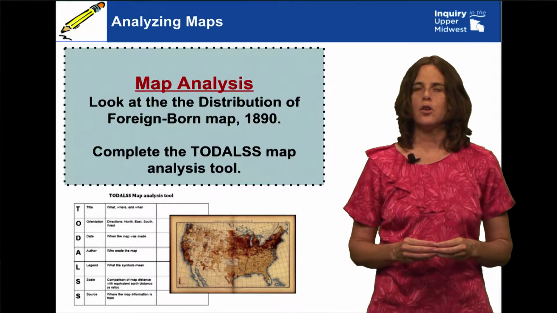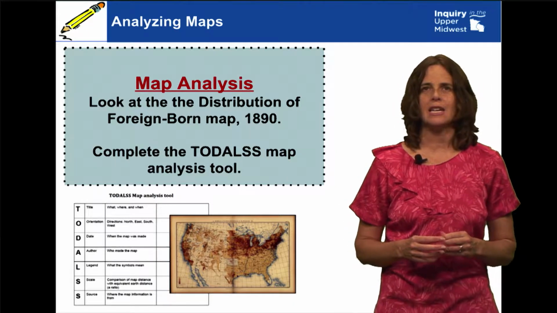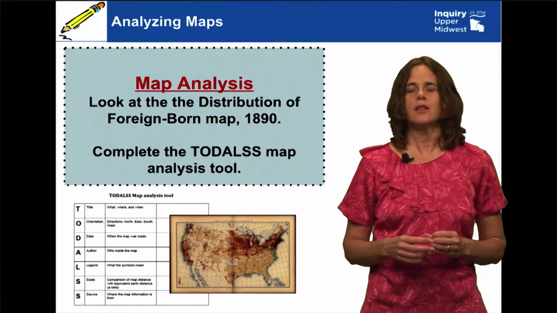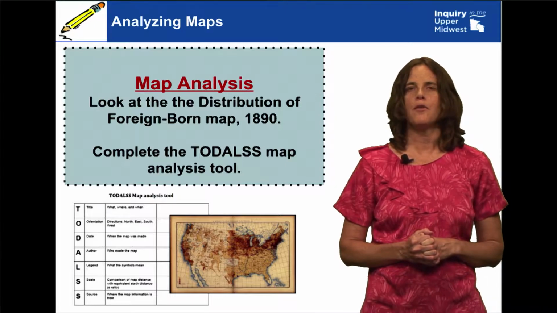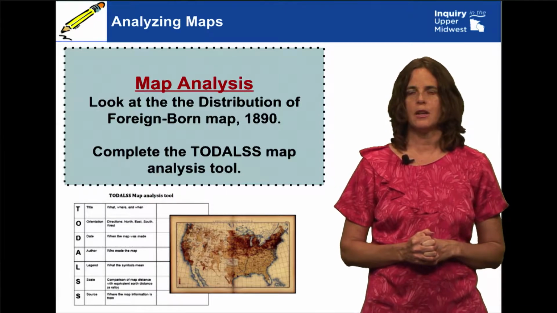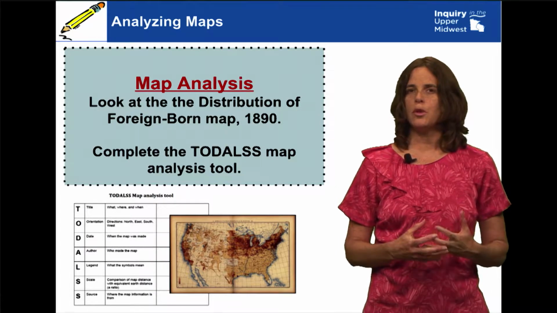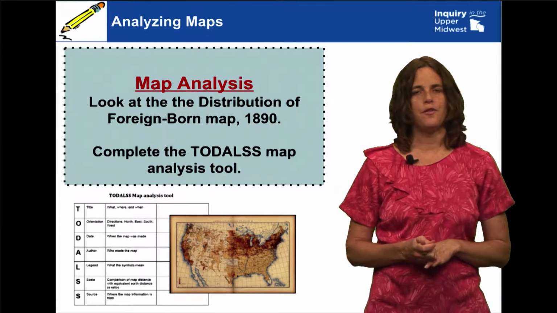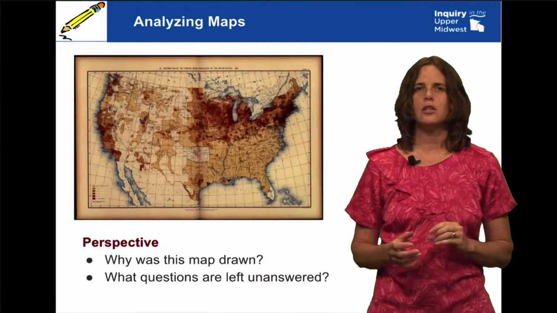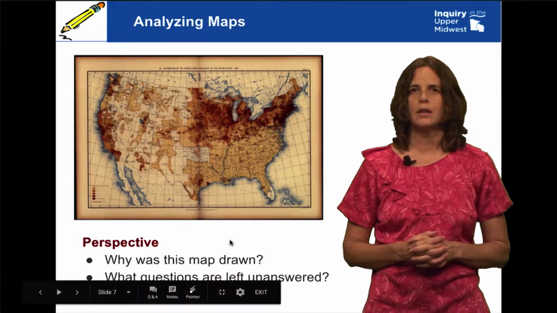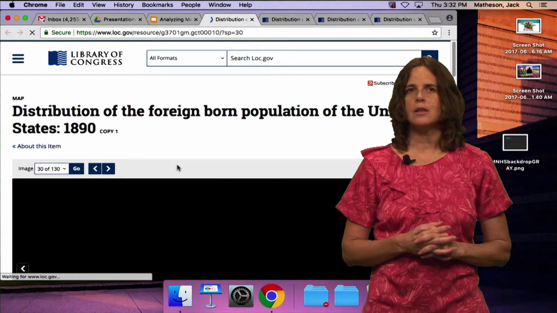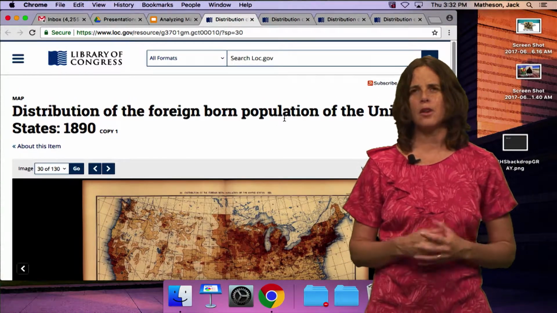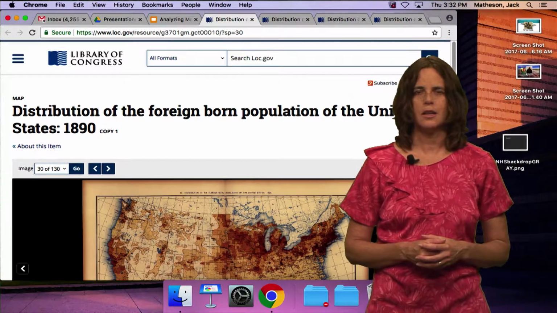All right, we're going to apply this framework to a historical map. We are going to go way back to 1890, and we are going to use the Library of Congress to find a map called Distribution of the Foreign-Born Population. So we're going to jump to the Library of Congress website. We're going to find this particular map, and we're going to use the map analysis tool to analyze this map. After we find the TOTALS on the Library of Congress site, we'll come back and look at those higher order thinking skills.